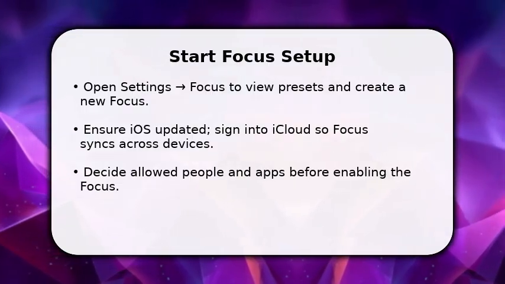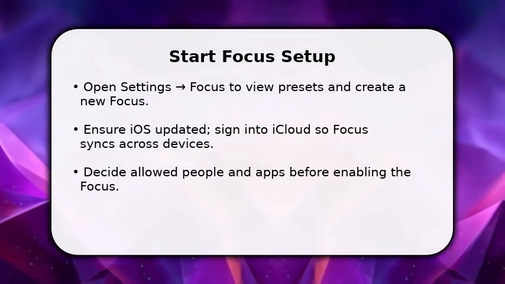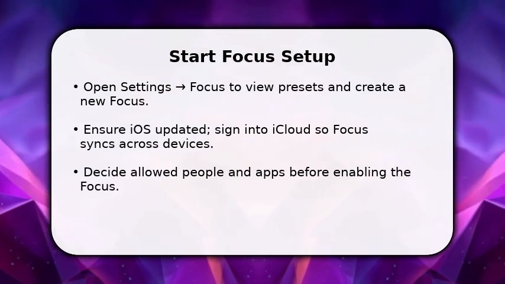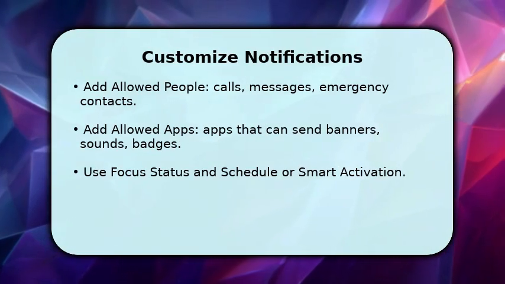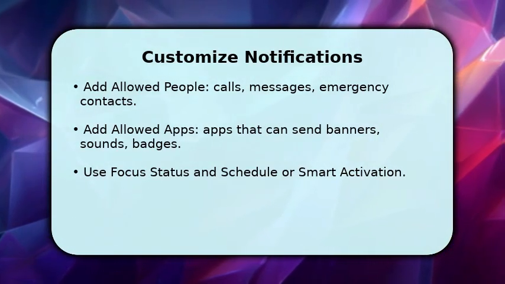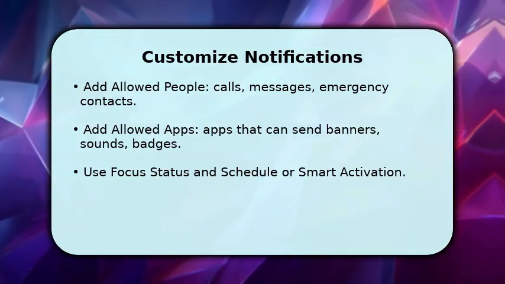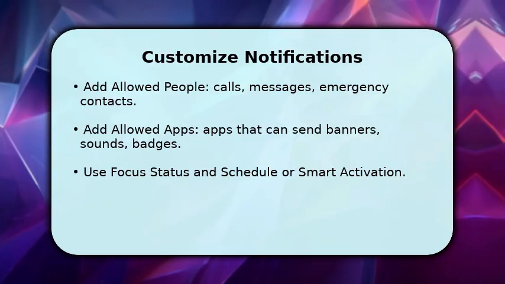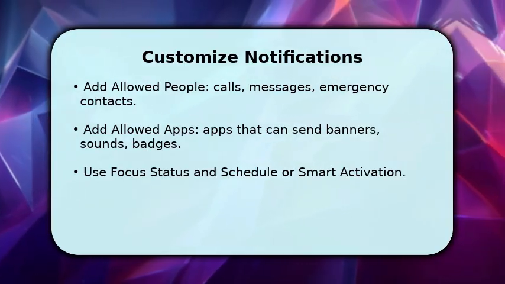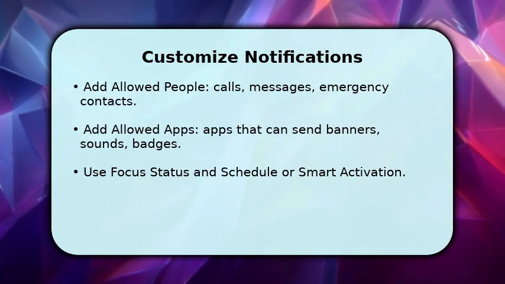Next, customize notifications. Tap People to permit important contacts, and then Apps to allow essential apps. You can allow calls from favorites or specific groups, and choose if repeated calls bypass the focus. Once done with allowed lists, enable focus status so apps can show others you have notifications silenced.